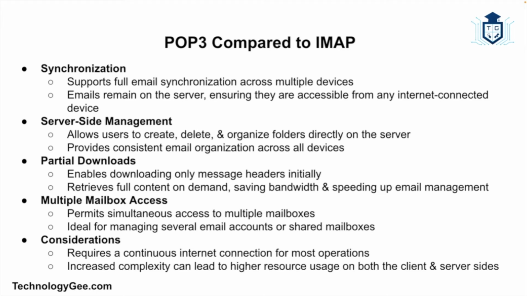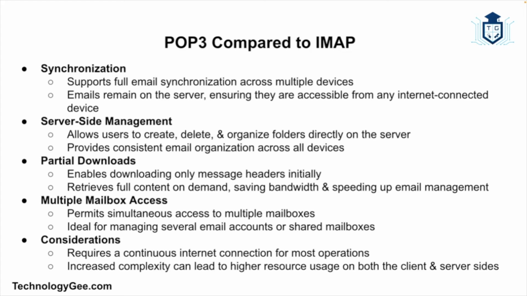The Internet Message Access Protocol, or IMAP, is another popular email retrieval protocol that addresses many of the limitations of POP3. Comparing POP3 to IMAP is going to highlight some important differences. And one of the most important differences is synchronization. Unlike POP3, IMAP does support full synchronization of email across multiple devices, and emails remain on the server and can be accessed and managed from any device with an internet connection.